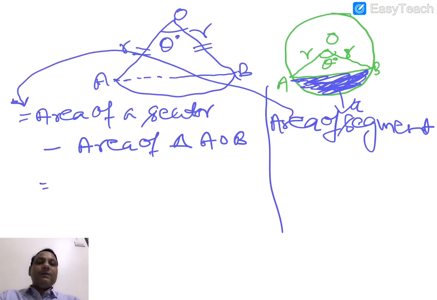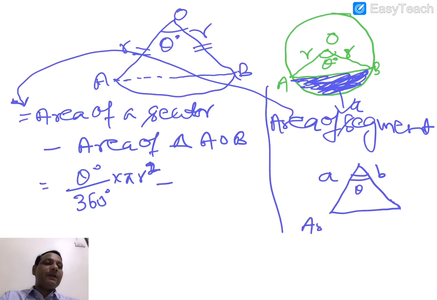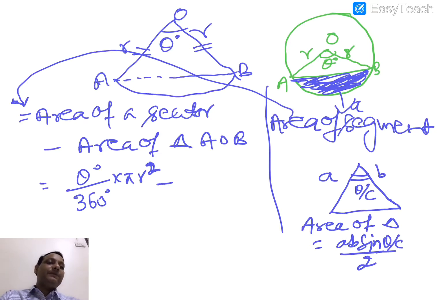Now what is the area of a sector? Just as we did in the last page, theta over 360 degree times pi r square, minus the main part. As I told you, for any triangle where two sides are given, like A and B, and the angle between them is theta, the area of a triangle is AB sine theta divided by 2. If the angle is C, it changes to C. So don't be confused: area of a triangle is AB sine C divided by 2.